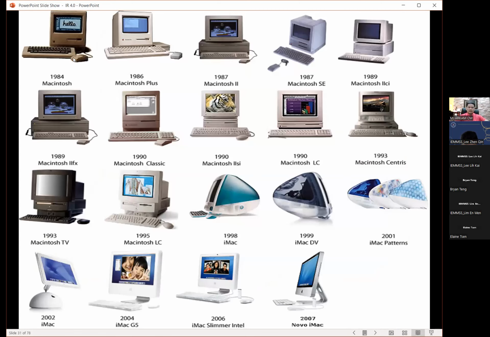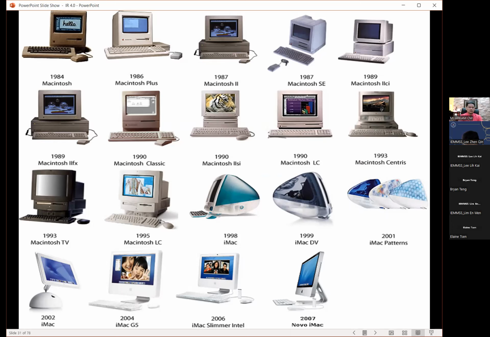Then it was developed from the 80s: Macintosh in 86, 87, 89, then 1993, 95, iMac in 1998, 2001 iMac, and then the monitor, and then the 2007 computer as what you can see now. So this is the evolution of the Mac computer since 1984. The evolution is there and still evolving. It's non-stop, hardware and software, and how it looks.